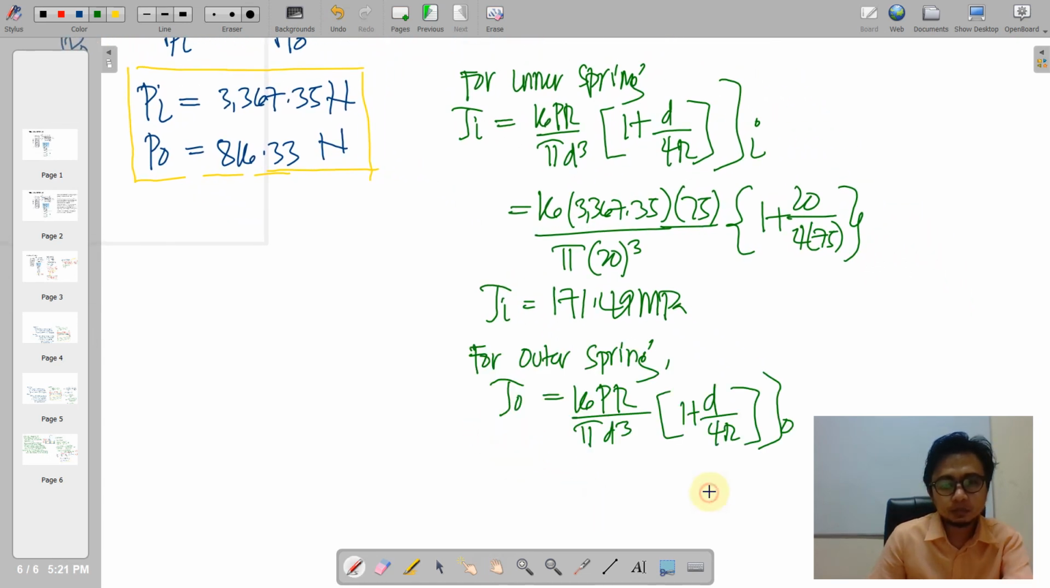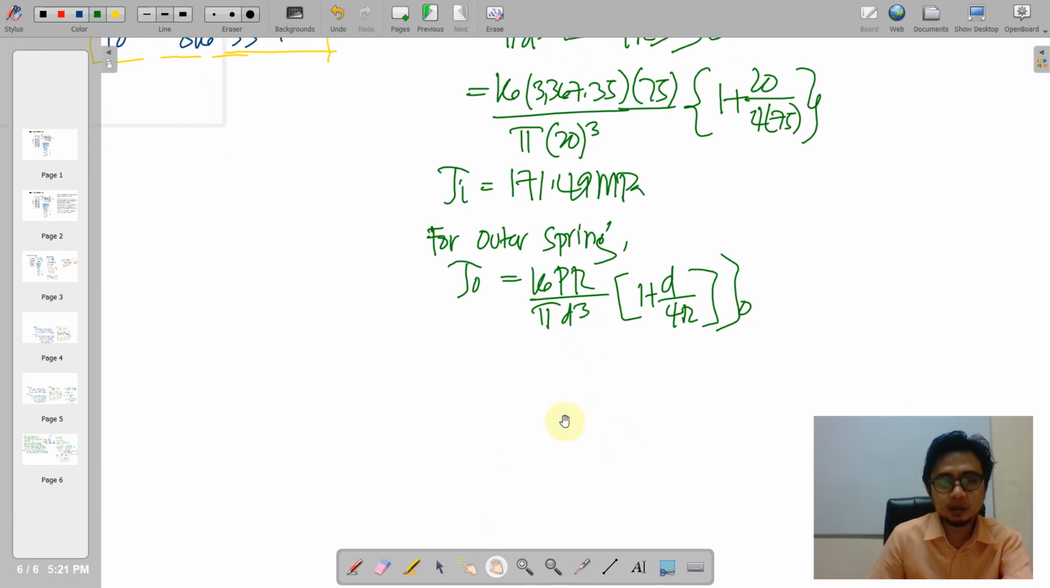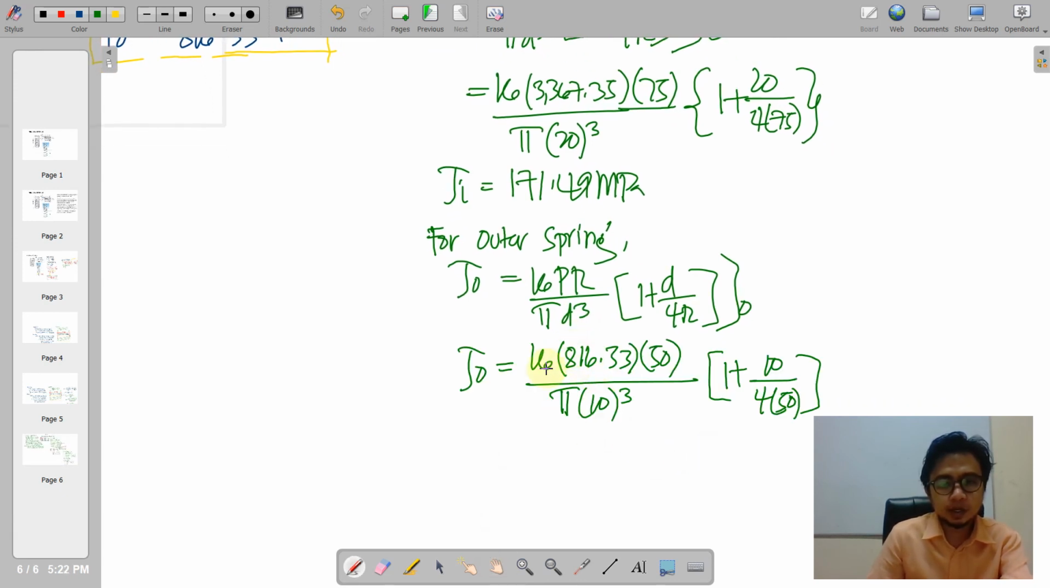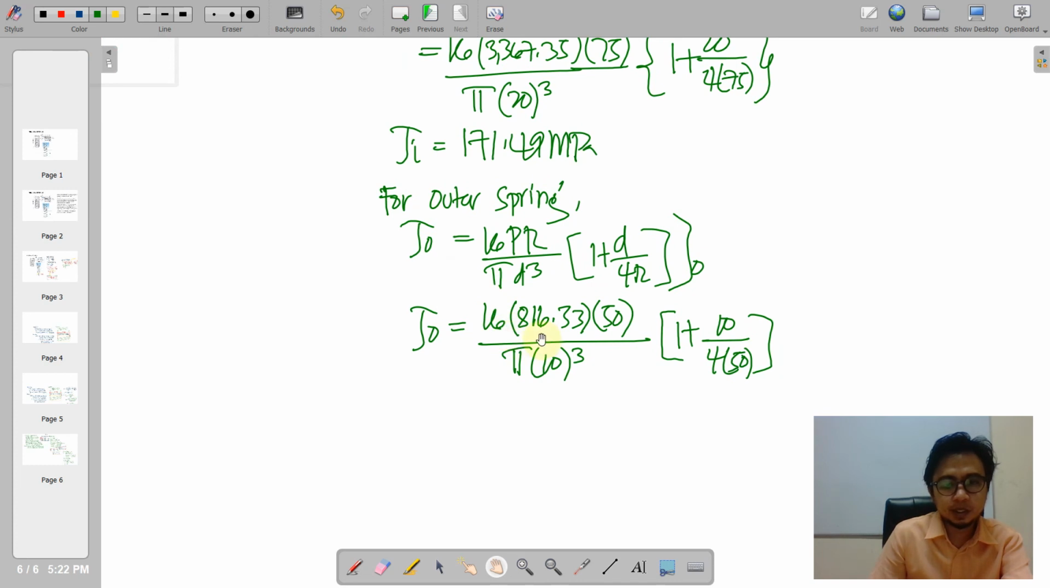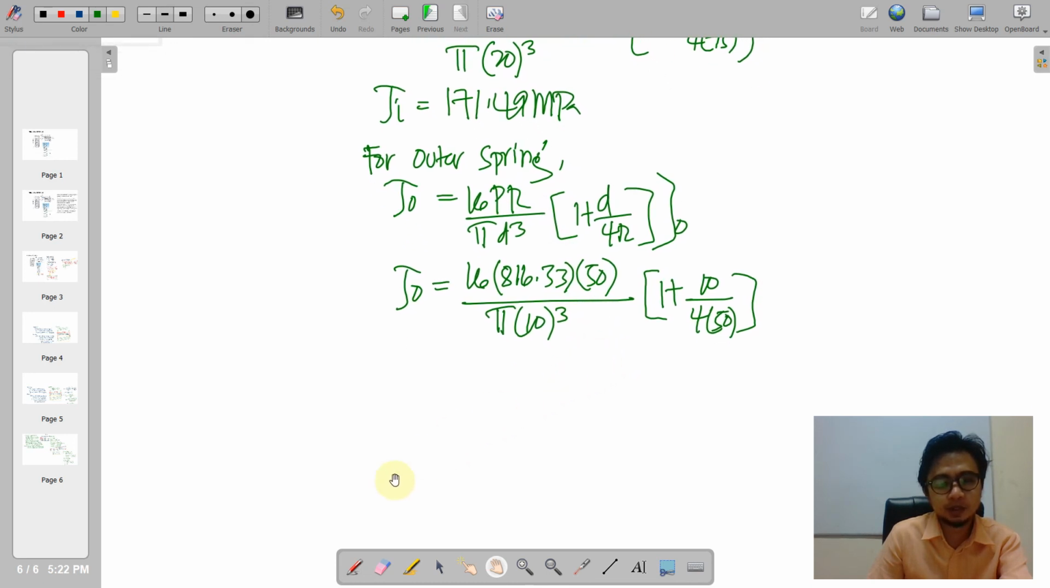And as for the outer spring, we'll do the same. Of course, this is for the outer spring. Again, we substitute the values. So here again, we adopt the computed value for the PO, 816.33, and then substitute all the mean radius as well as the wire diameter. We come up with 218.27 megapascal. So this is for the second problem.